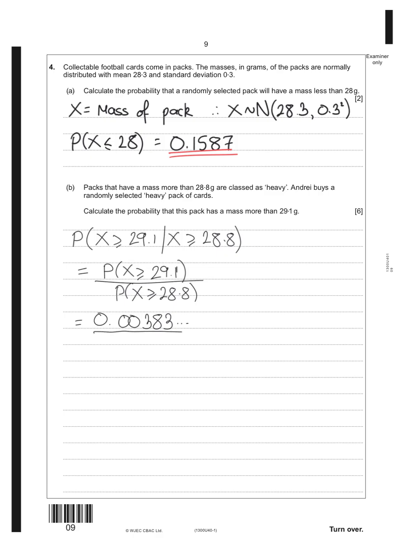And then over, and all I now have to change is the lower to 28.8, and that gives me 0.0477, and so on. And when I divide the top by the bottom, I get 0.0801. Okay, so if he buys a pack that is categorized as heavy, there is just over an 8% chance that he gets a pack of cards more than 29.1 grams.